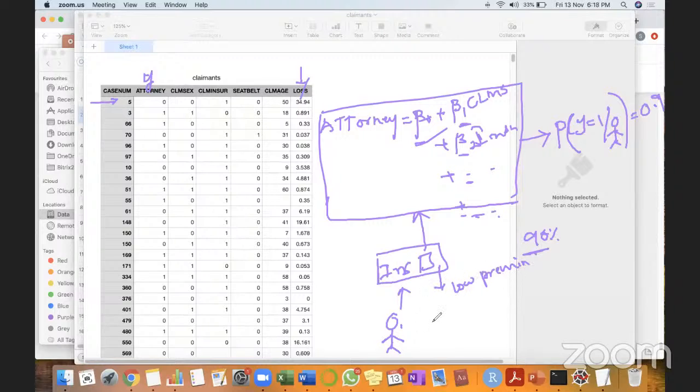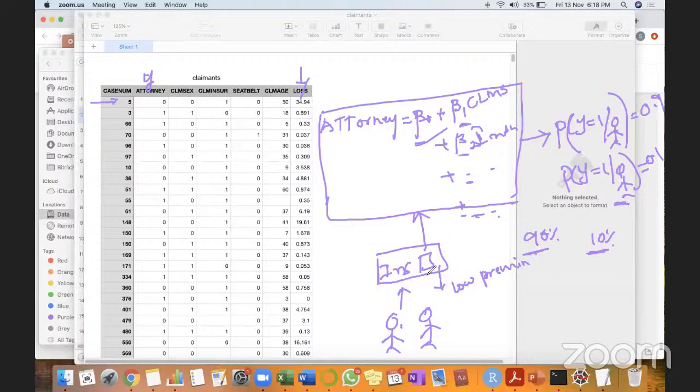Let's say for example another customer is there. When I feed the details to the algorithm, it gave me the probability of y equal to 1 given the customer details as 0.1. That means there is a 10% probability that this customer is not going to be represented by an attorney. That means there is only a 10% probability that this customer is not going to hire the attorney. That means there is a good chance that this customer is going to hire the attorney.